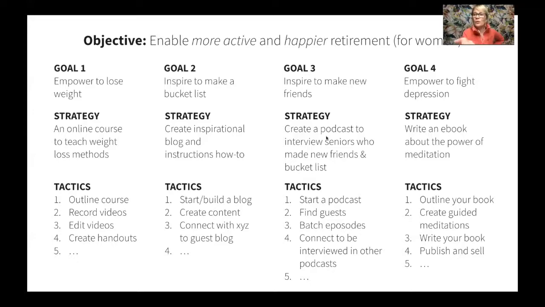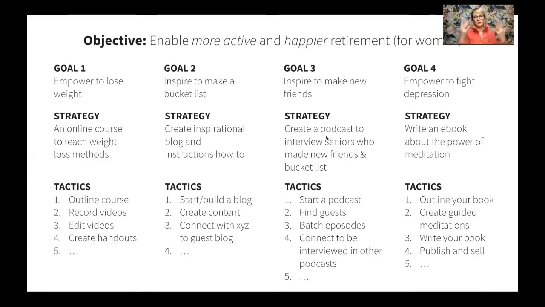And then goal 4, empower to fight depression. You wanted to write an ebook about the power of meditation. So the tactics for that would be outline your book, create some guided meditations, write your book, and then publish and sell. Maybe you self-publish and sell on your own website or put it on Amazon or whatever.